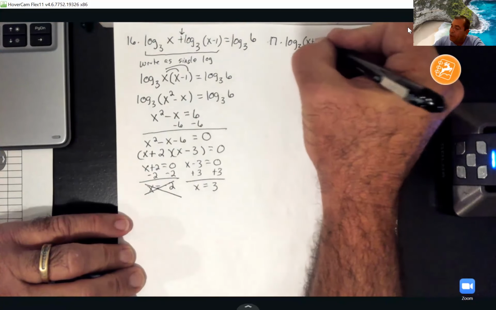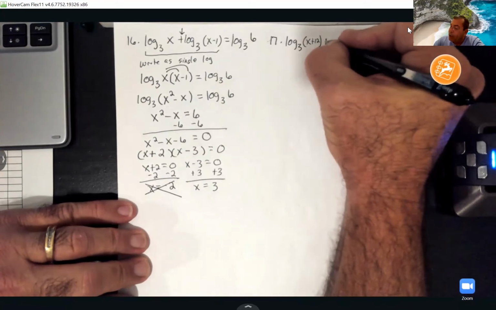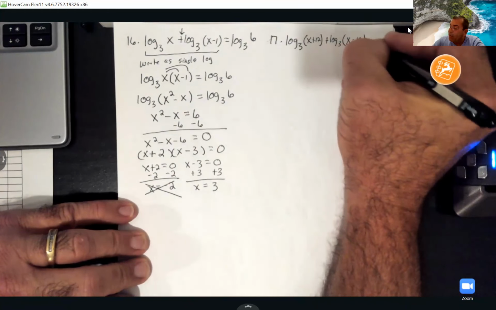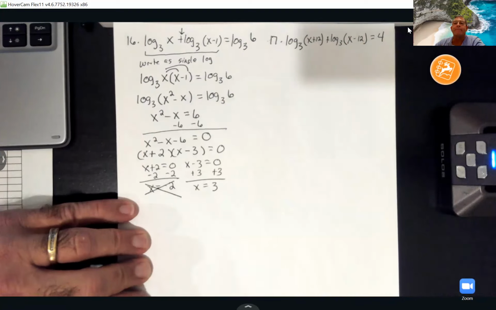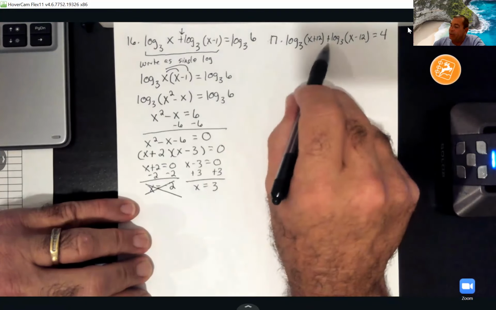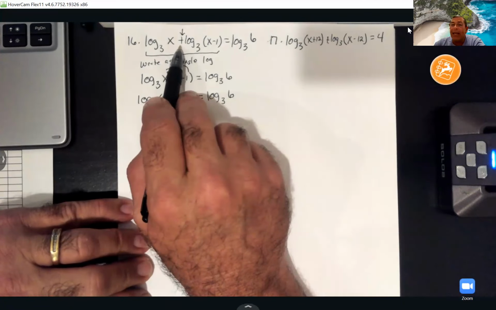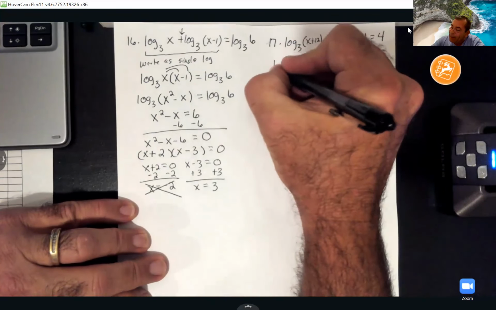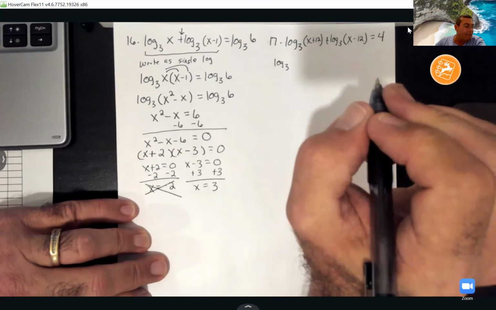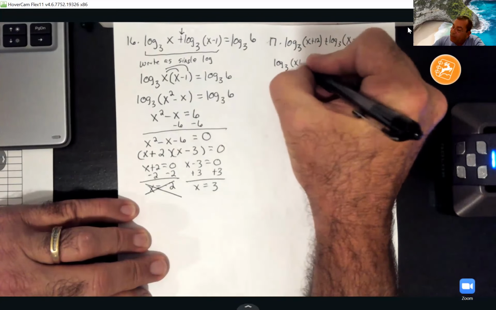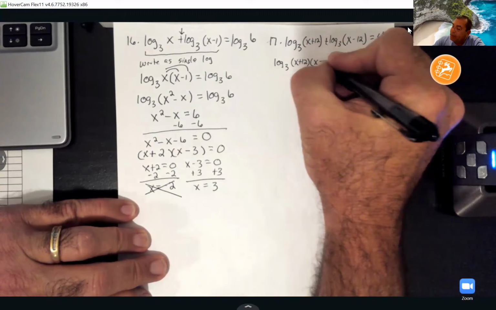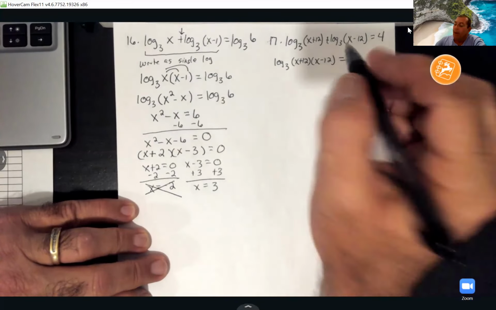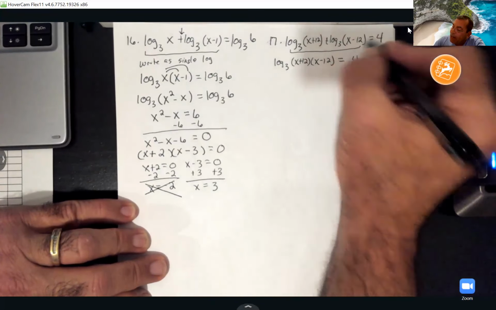Log 3 of x plus 12 plus log 3 of x minus 12, all that equals 4. So look, this one's being added just like this one was being added. So I'm going to rewrite these as a product. There you go. So bring out that log 3. So that'll give me what? x plus 12 times x minus 12. And all of that's going to equal 4. So, whoops, I didn't put that there, but we did what? Write as a single log.